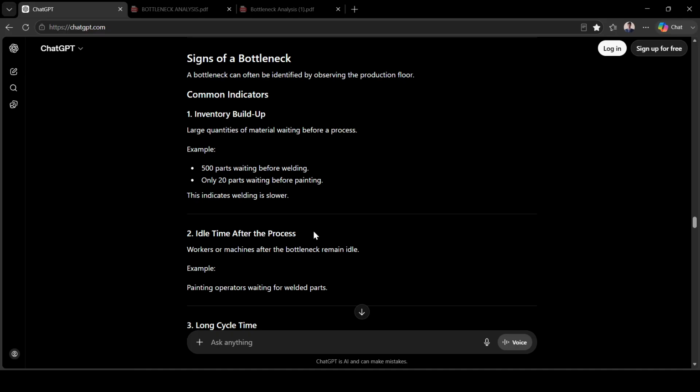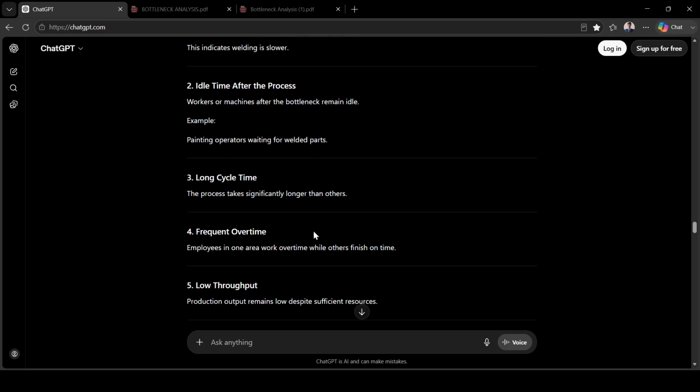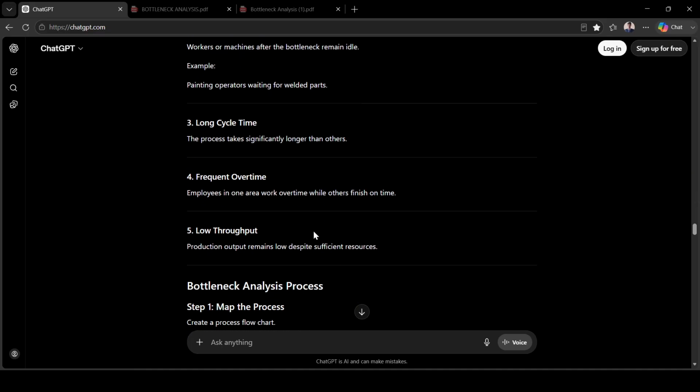Then the second one is idle time after the process. Workers or machines after the bottleneck remain idle. Example: the painting operator waiting for welded parts. Then a long cycle time: the process takes significantly longer than others. Frequent overtime: employees in one area work overtime while others finish on time. Low throughput: production output remains low despite sufficient resources.